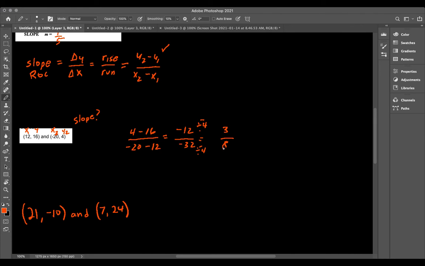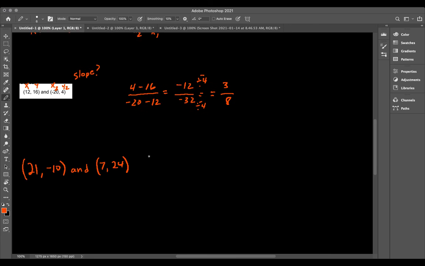And that is my rate of change. Okay, and I'm done, 3/8. So that would be my rate of change in that situation. Okay, so that's how you would do it. Basically, put Y1 and Y2, make sure you match them up, put them in slope form, change in Y over change in X, and solve it and reduce it, and that would be your rate of change.